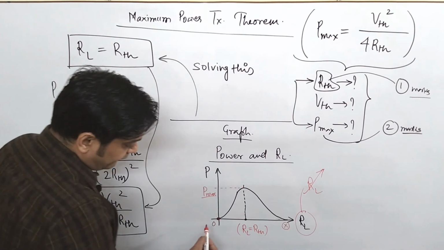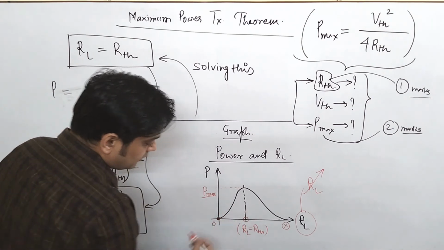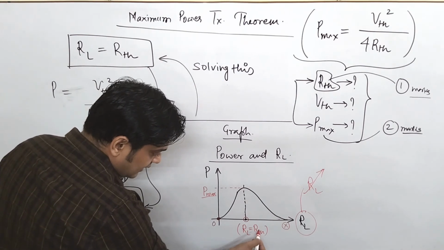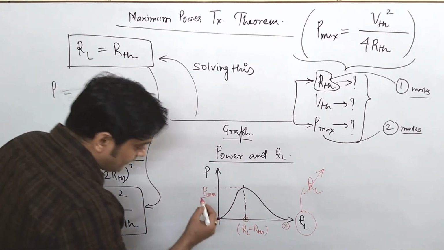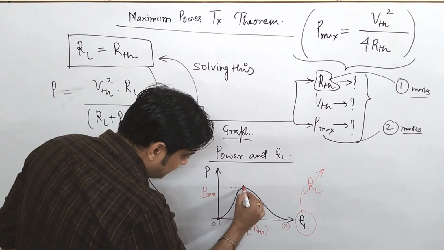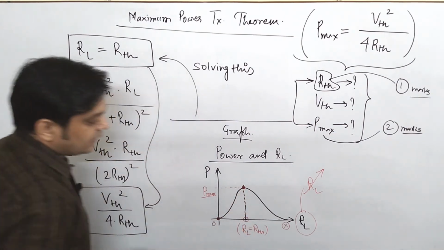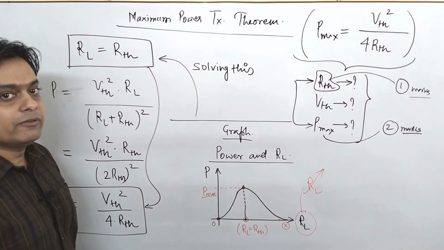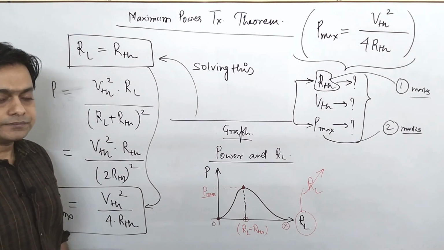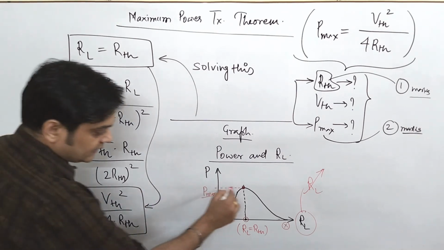what happens? You will find that when you are increasing that value, a point is reached at which RL and RTH become equal. It was analyzed that the graph will become like that, and there is a peak in the graph. Here the slope of the tangent becomes 0, and that point is where the maximum condition occurs. That's why I have taken dP/dRL as 0.